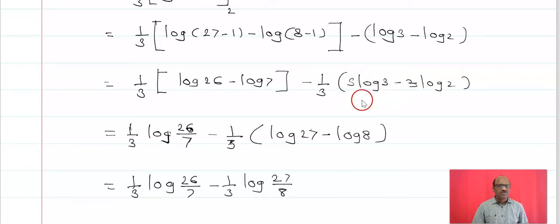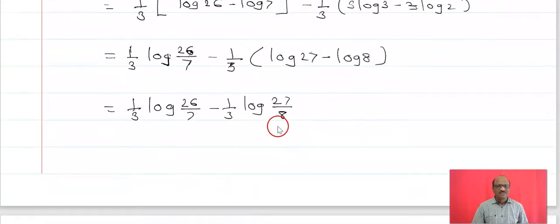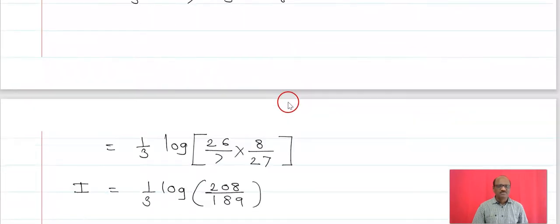Now by using the rules of the logarithm, 3 log of 3 means what? Log of 3 raised to 3, and 3 raised to 3 means 27. And 3 log of 2 means log of 2 raised to 3, and 2 raised to 3 is 8. Take 1 by 3 as common, and then you will get log of 27 minus log of 8, which is log of 27 upon 8, minus log of 26 upon 7.